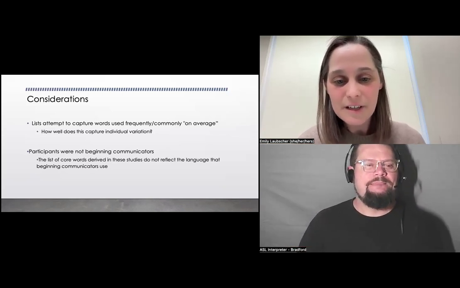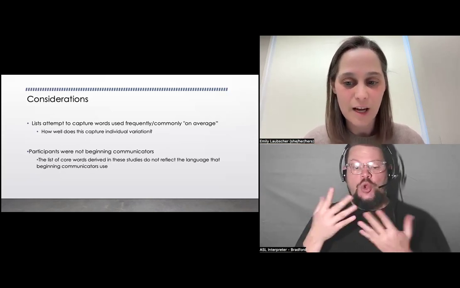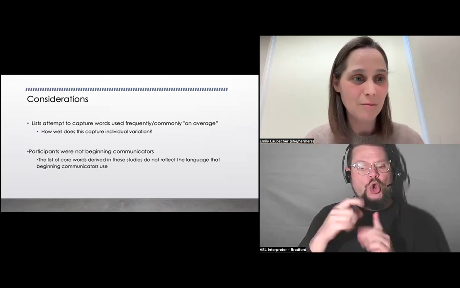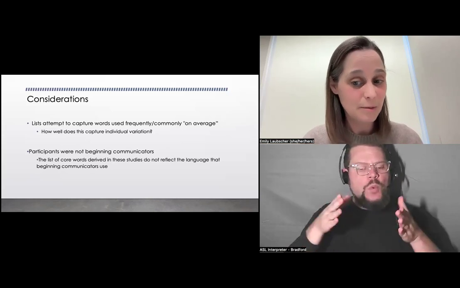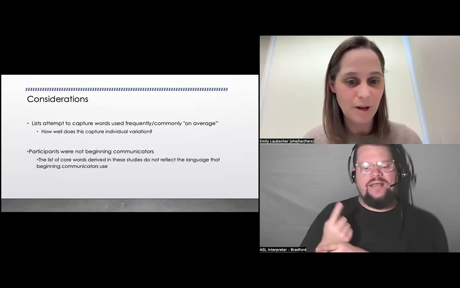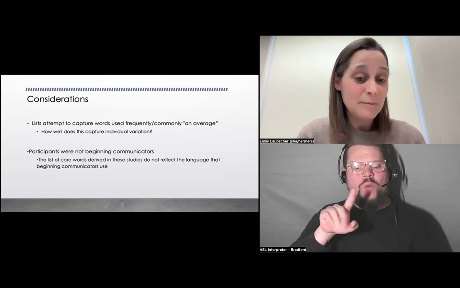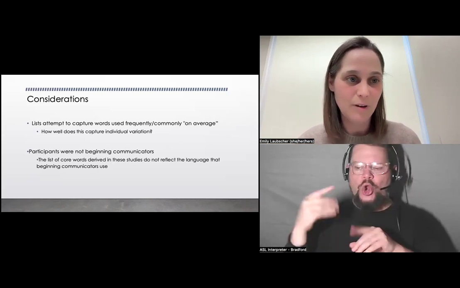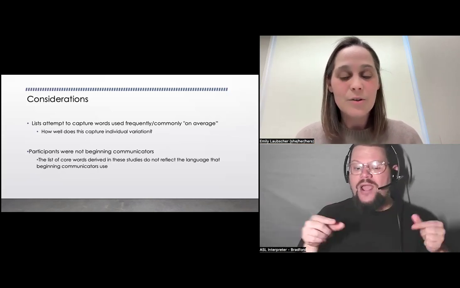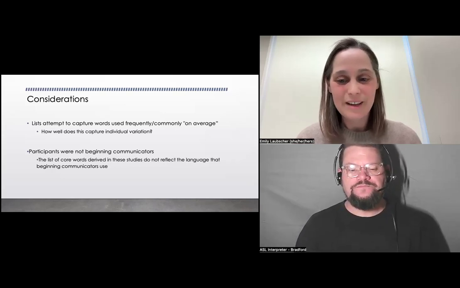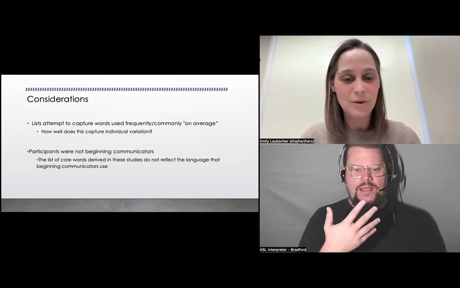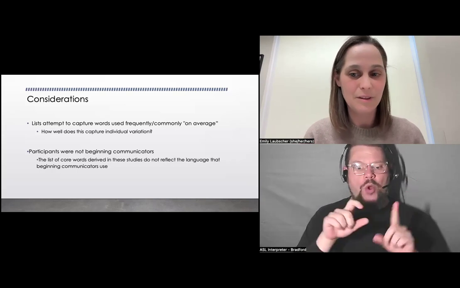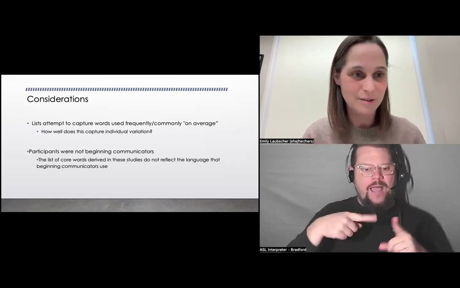And then a final consideration is that the participants who provided the language samples from which the majority of these core word lists were derived were actually not beginning communicators. They were almost all typically developing children over the age of 24 months who you would expect at that point to be using at least early word combinations, if not more advanced grammar. So this might lead us to wonder, can these lists speak in any way to the words that are frequent, common, or important for some other reason for beginning communicators when the lists don't come from beginning communicators to begin with?